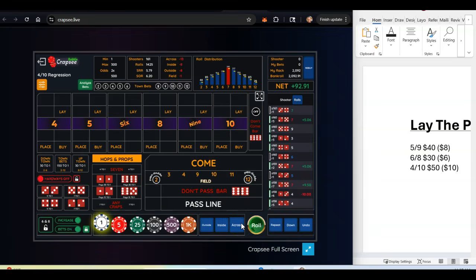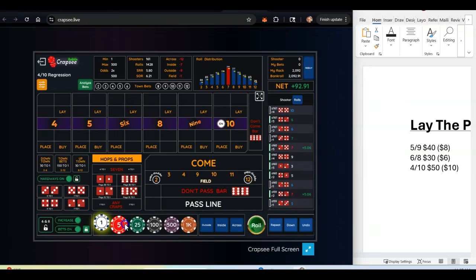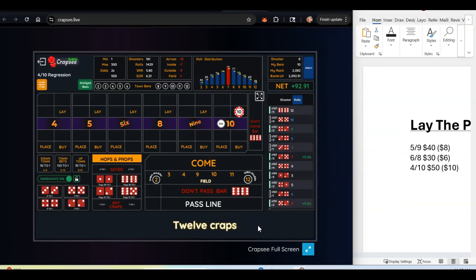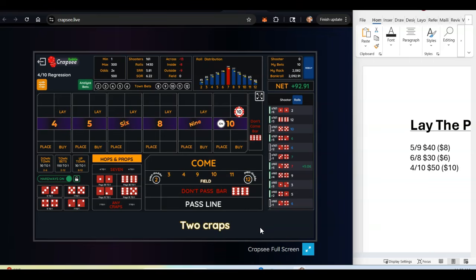So let's look for another outside number. That was a 7. 6 easy. Okay, 6 is an inside number. 6 winner. Okay. Hard 10. There we go. All right, so we're going to do our $10 lay on the 10. 12 craps. All right. 2 craps. Lots of horn bets. 5 fever.